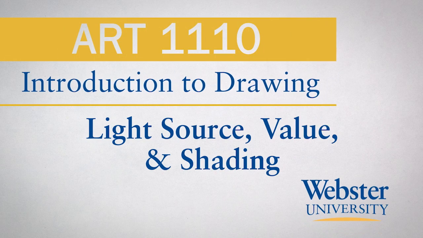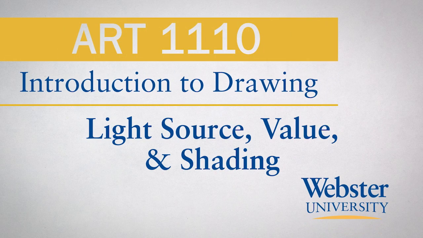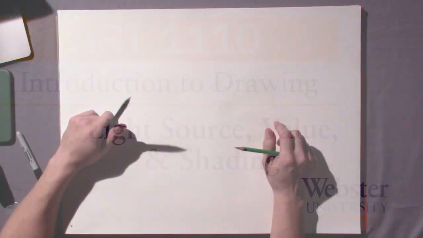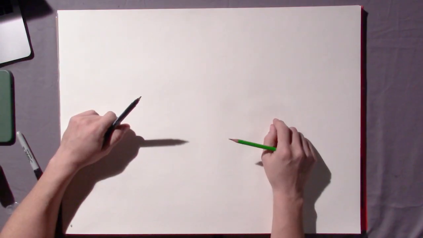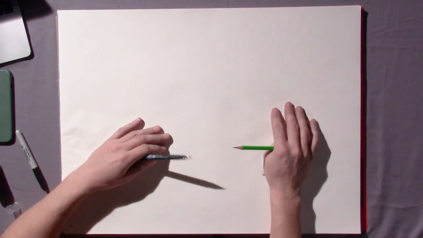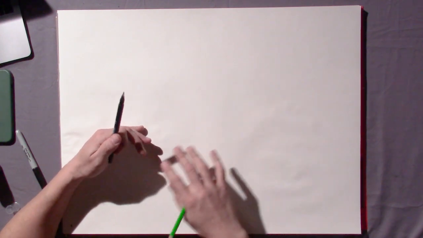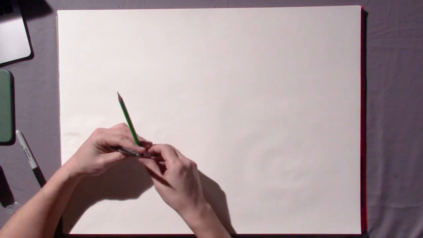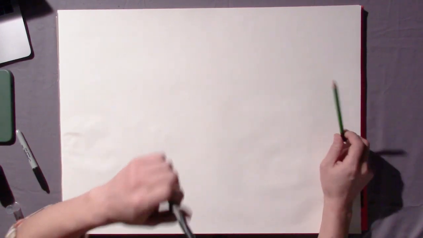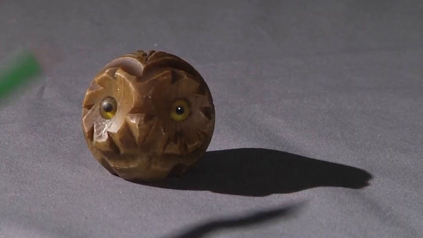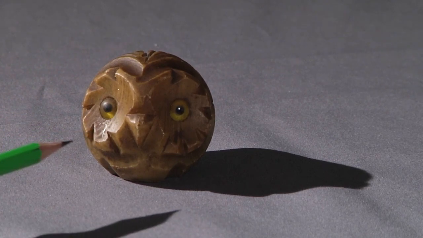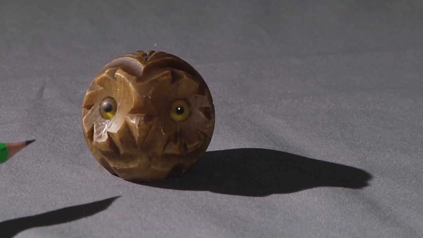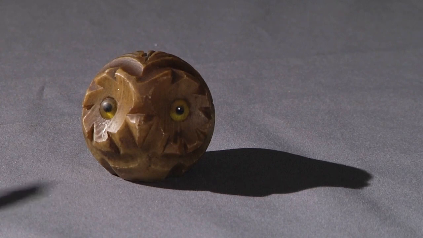In this demo, I'm going to show you how to determine the light source, how to make a value chart, and then show how we add shading to the drawing. So our volunteer here is our little owl friend, and he has a light source shining on it.